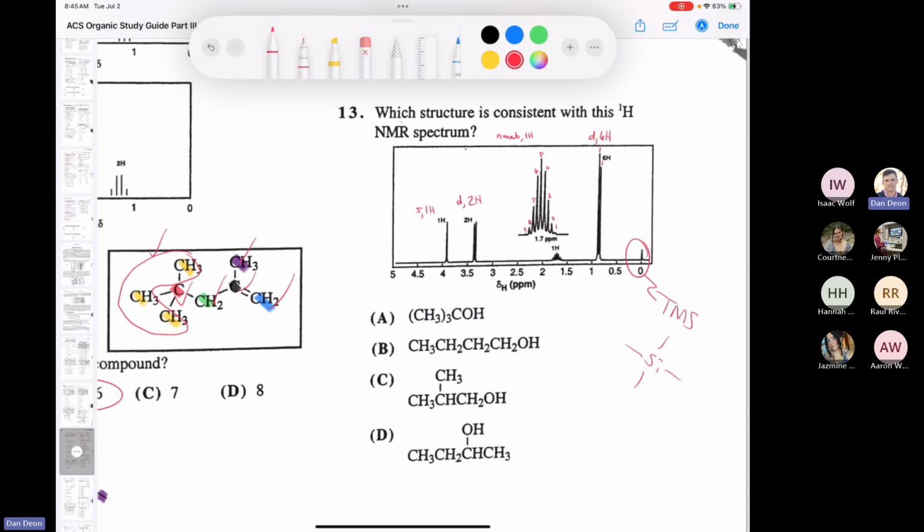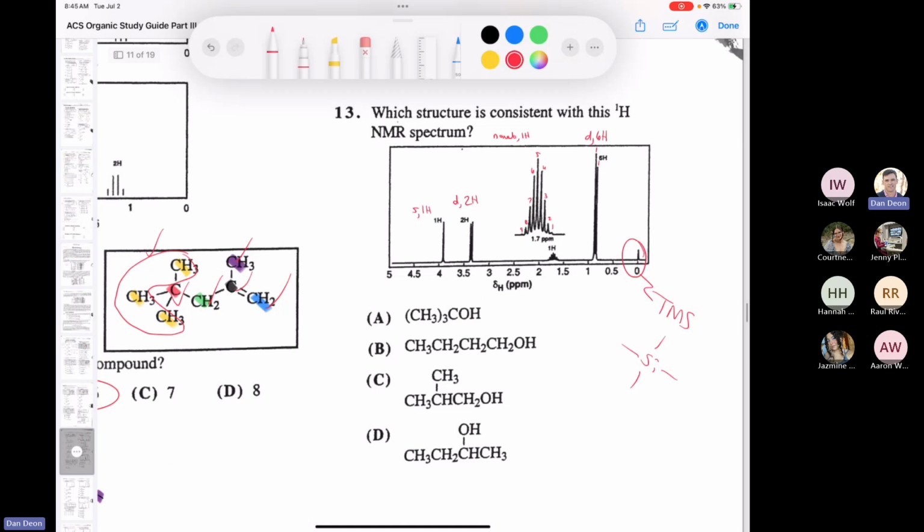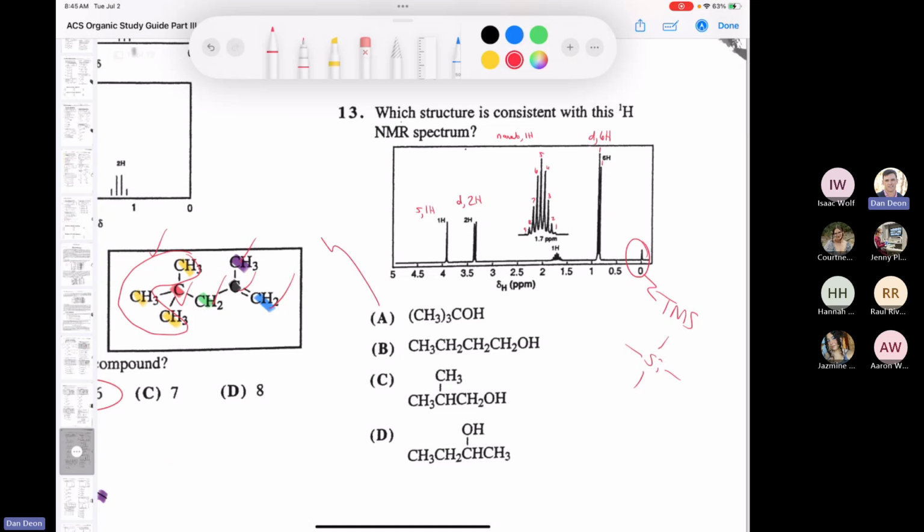Okay, so if we look at this compound here, it's actually kind of fun to do with a problem like this. Just study each compound and figure out what kind of spectrum you would get. A is just this. It's tert-butyl alcohol. So for that, you'd get a singlet that integrates for 9 protons. So this is definitely not the answer.